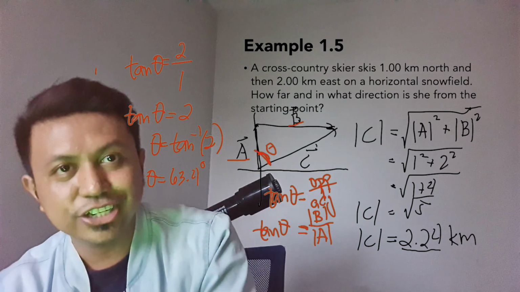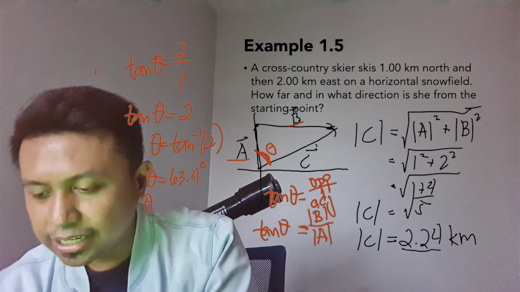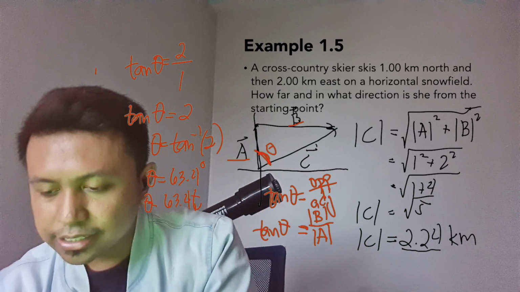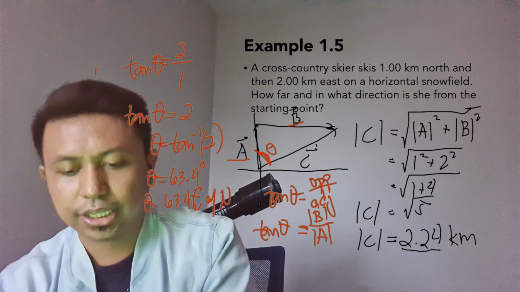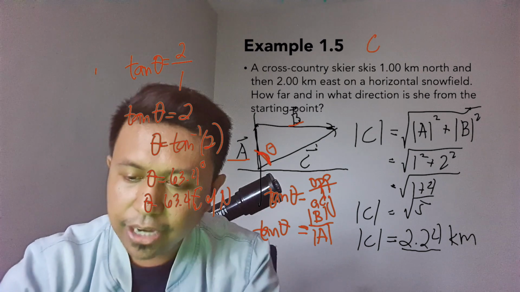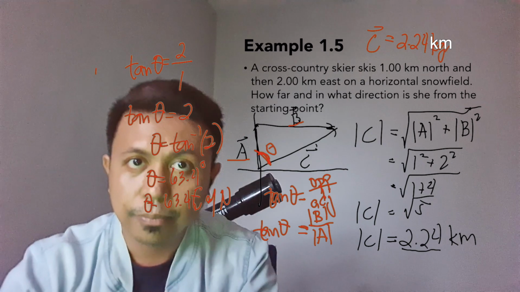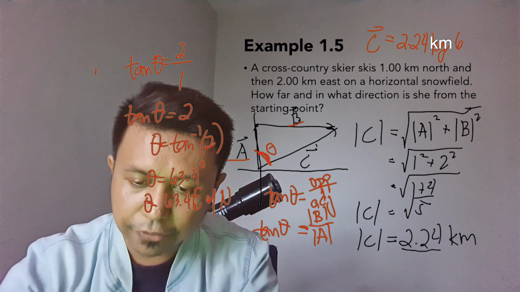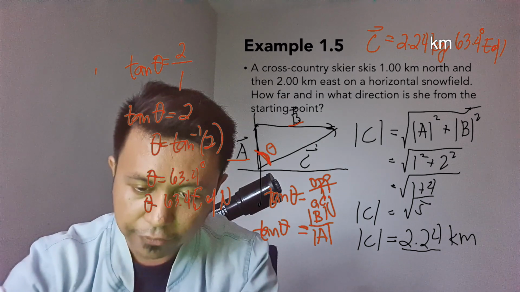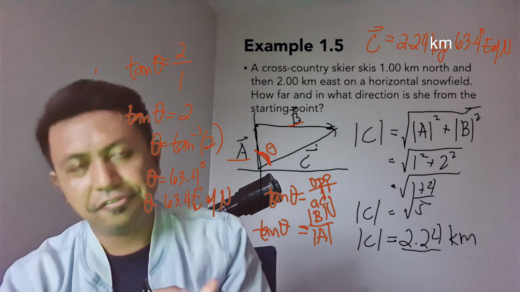So what direction do we have there? It's east of north. So theta is equal to 63.4 degrees east of north. The answer to this problem is that vector C is 2.24 kilometers, 63.4 degrees east of north. So that's for example 1.5.